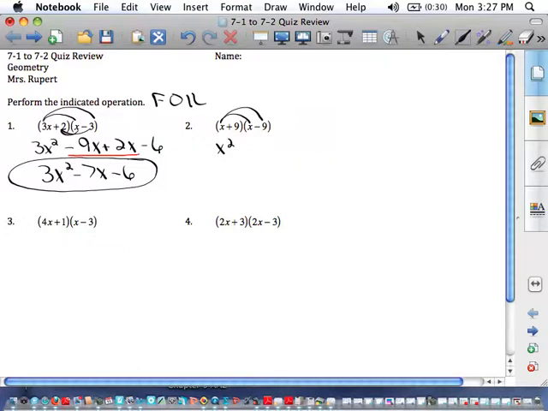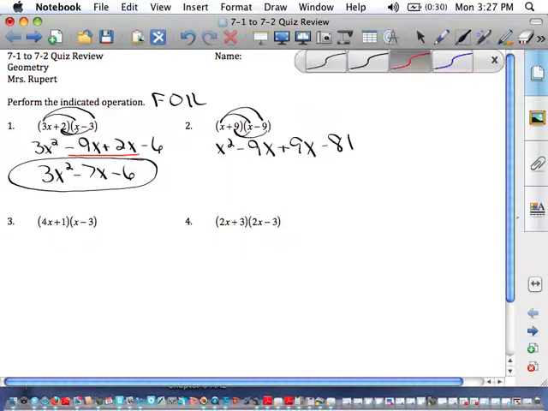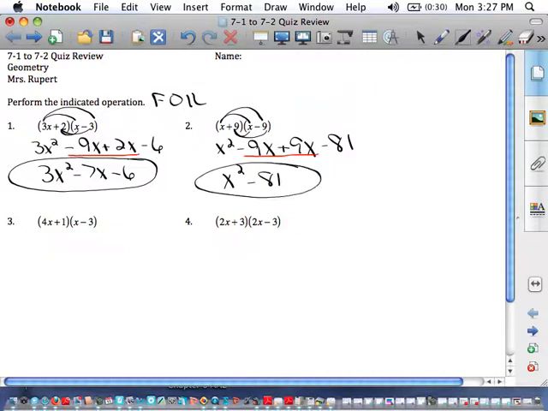X times negative 9 gives me minus 9x. 9 times x gives me plus 9x. 9 times negative 9 gives me minus 81. When I combine like terms here, those two center terms will cancel. I get x squared minus 81. And that's your answer. Number 3, first, 4x times x gives me 4x squared.